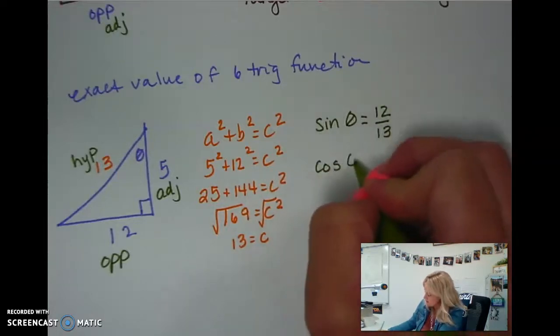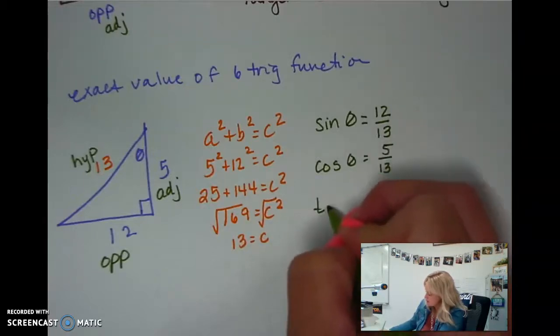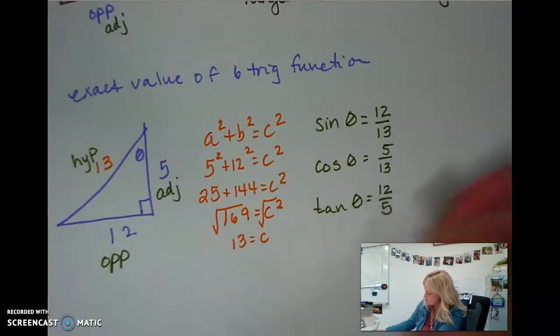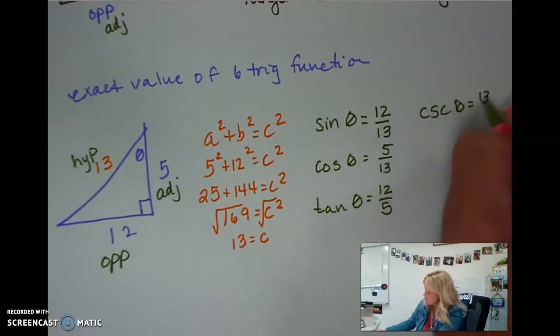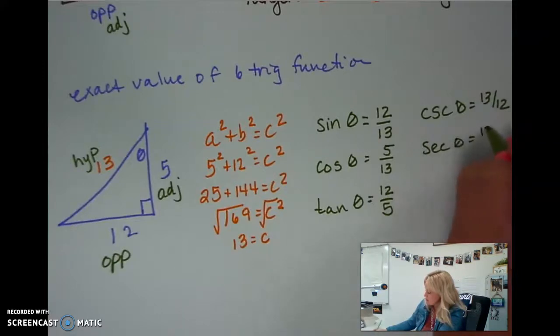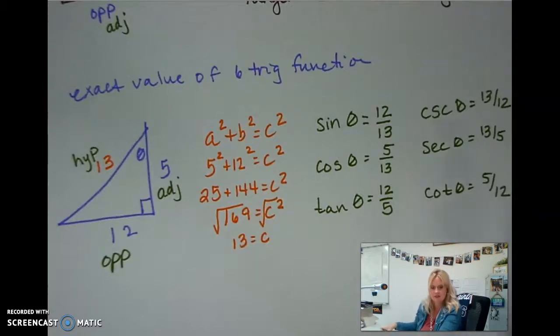Cosine of theta is adjacent over hypotenuse. Tangent of theta is opposite over adjacent. Cosecant is the reciprocal, so 13/12. Secant is the reciprocal, 13/5. And cotangent is the reciprocal, 5/12. So once we have things labeled, it's just a matter of filling everything in.